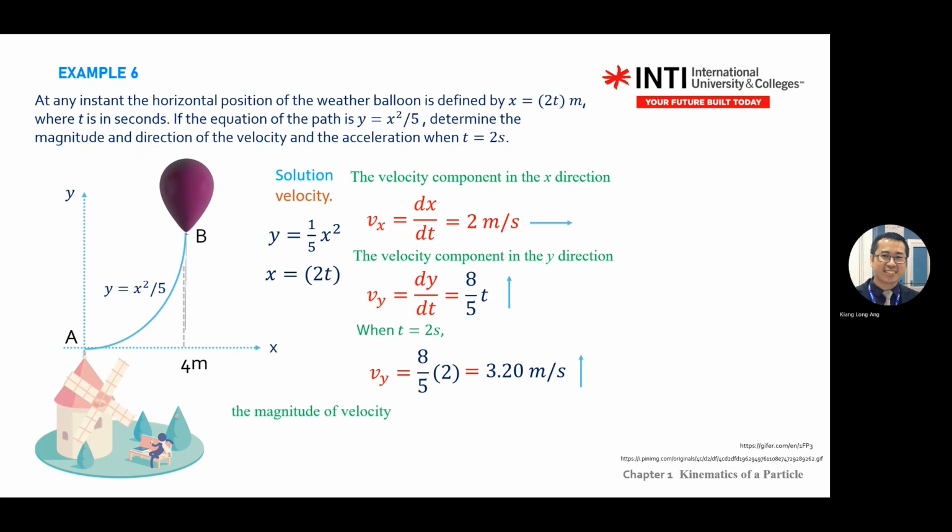Okay. So why does the Vx at 2 seconds equal to 2? You understand my question? Vy you know, because you substitute t is 2 seconds. But why Vx you don't need to substitute?